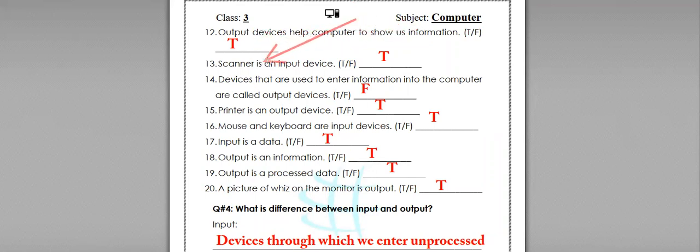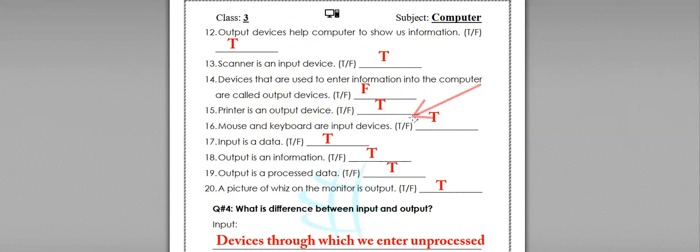True. Scanner is an input device. It's true. It will take a picture. You put any book on the scanner and scan it. Then the scanner takes a picture of that book and sends it inside the computer. So it's an input device. Devices that are used to enter information into the computer are called output devices. It's false. Printer is an output device. It's true. It gives us the printouts.